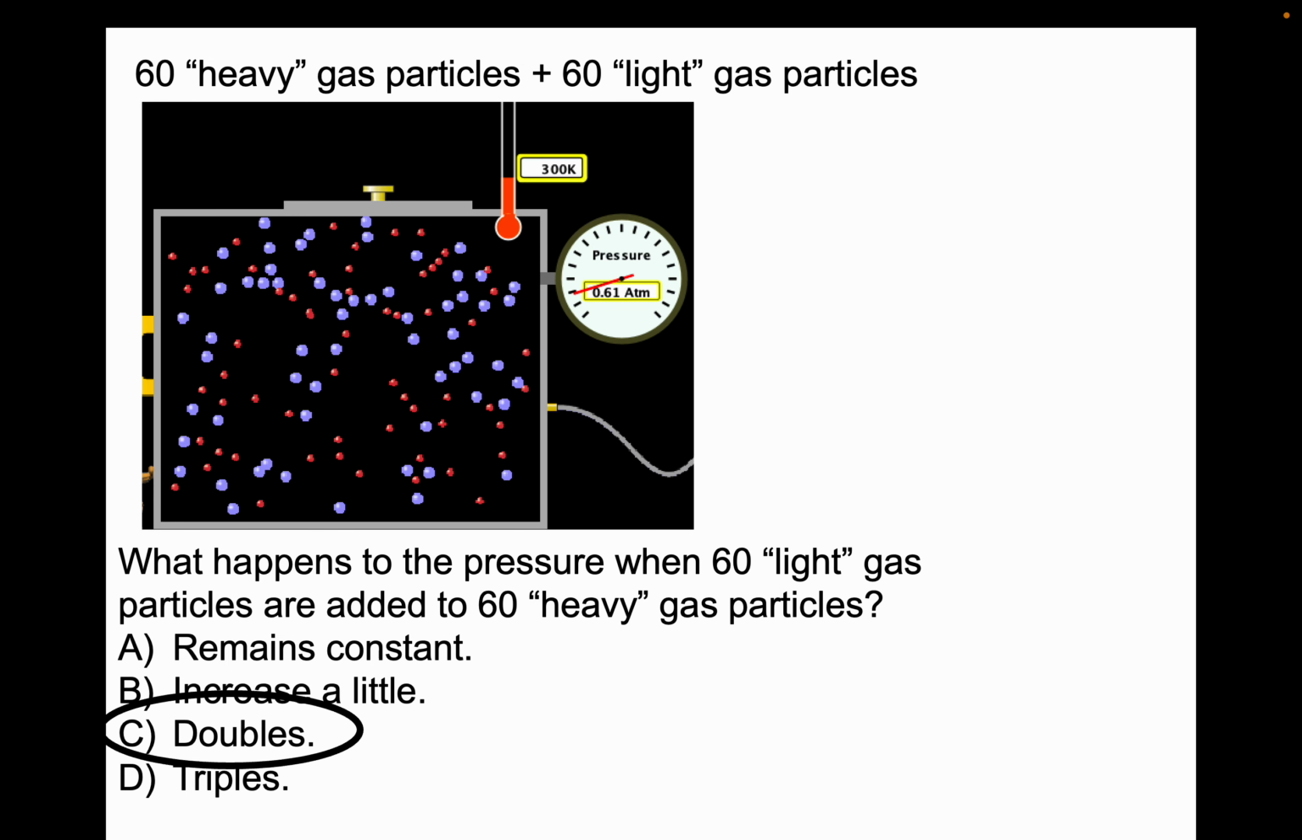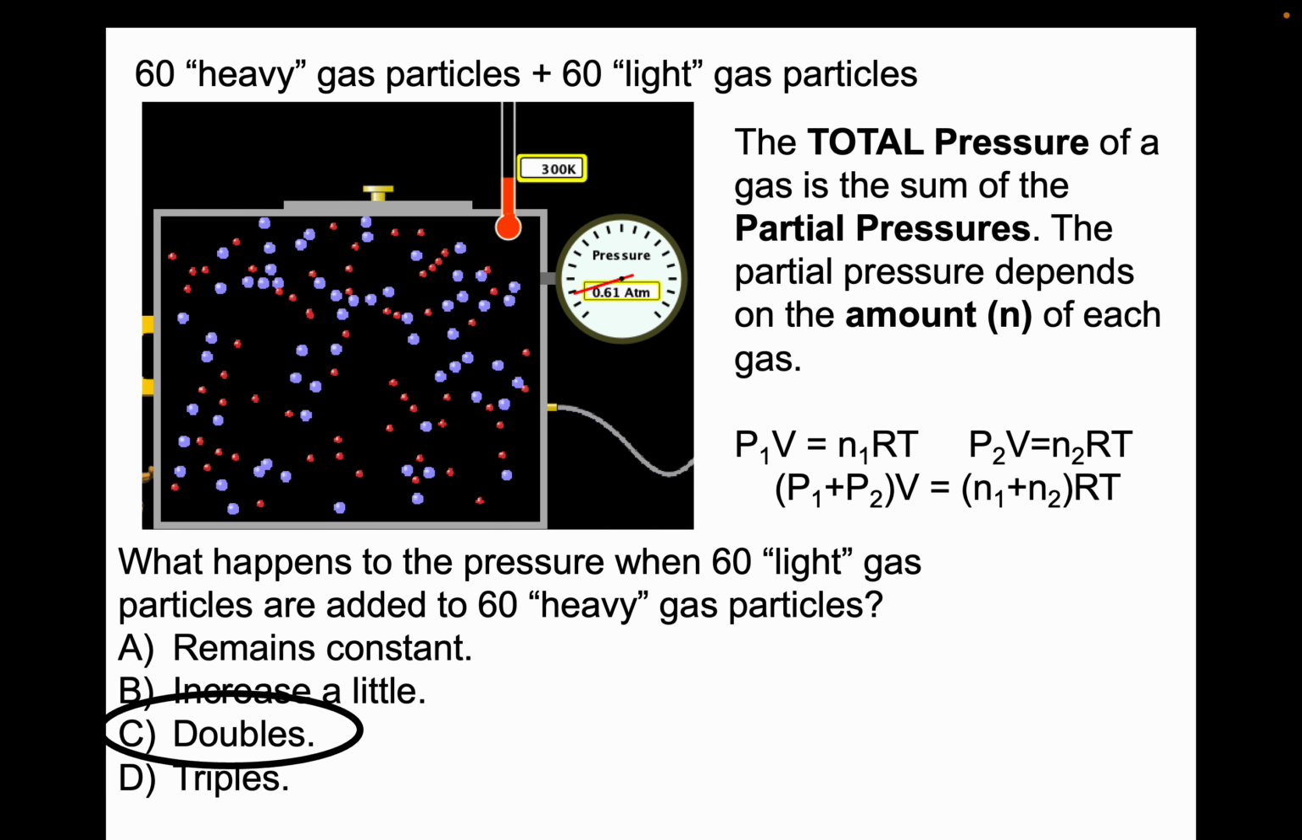It's going to double here. That comes back to our idea of partial pressures. We could use PV equals nRT for the first 60 particles, PV equals nRT for the second. We've doubled the number of particles, so we've doubled the pressure. The total pressure, remember, is the sum of the partial pressures that are involved. And the partial pressure depends on the amount, the number of moles of each gas.